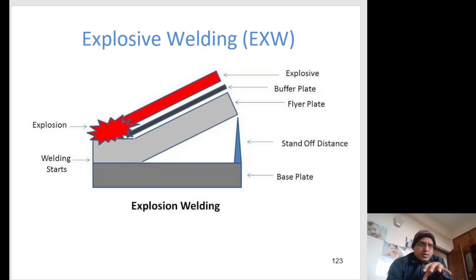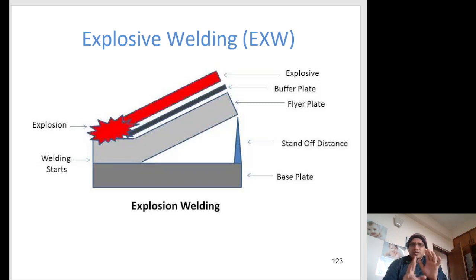When the explosion takes place, the flyer plate comes towards the base plate at a very high velocity. Then the flyer plate strikes the base plate. Here the kinetic energy of the flyer plate is converted into heat energy. Due to this heat, both plates are plastically deformed, and the plates are metallurgically joined. This is actually the phenomenon of explosive welding. Once again, I am going to repeat this.